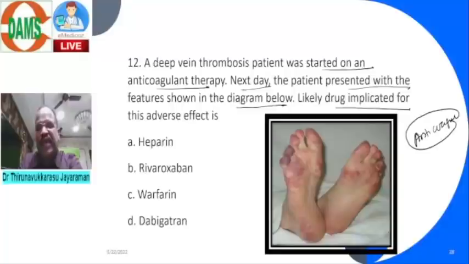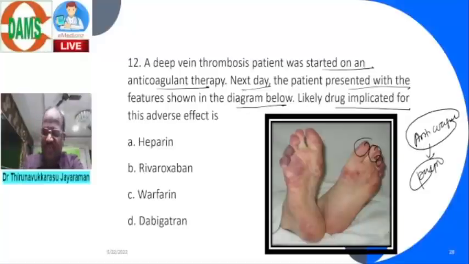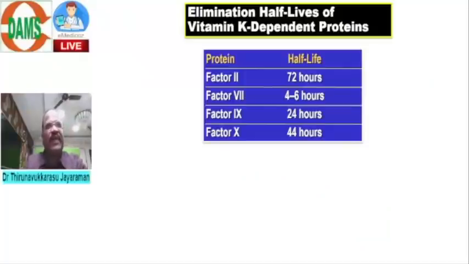Following an anticoagulant, the patient developed some problem in the toes, like a purple color, or you can say some ischemic action. What could be the drug? The answer is warfarin. Why warfarin? See, warfarin is an anticoagulant acting by inhibiting vitamin K dependent clotting factors. We know factors 2, 7, 9, 10 are vitamin K dependent clotting factors. By inhibiting these factors, warfarin controls DVT, so it is useful for DVT.